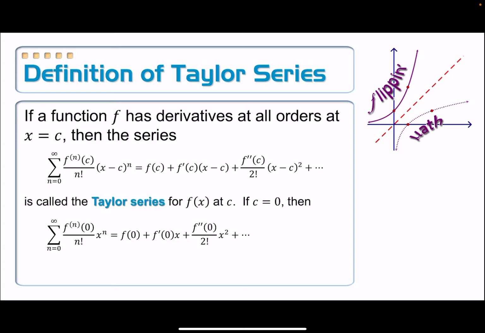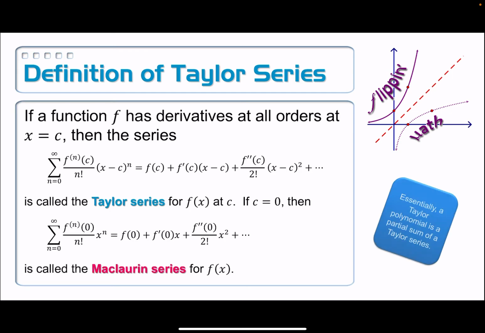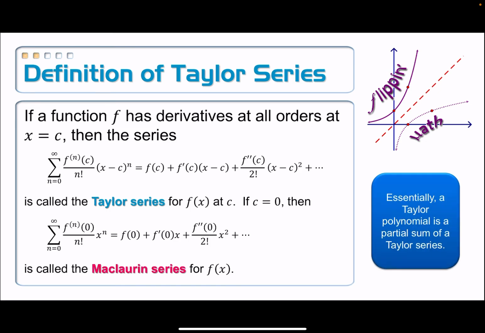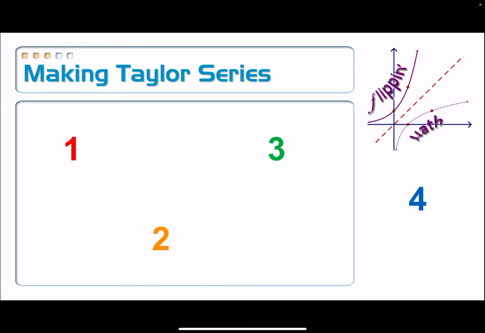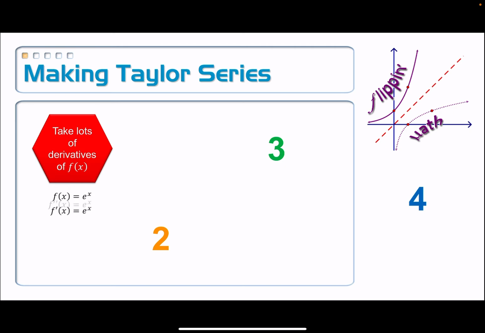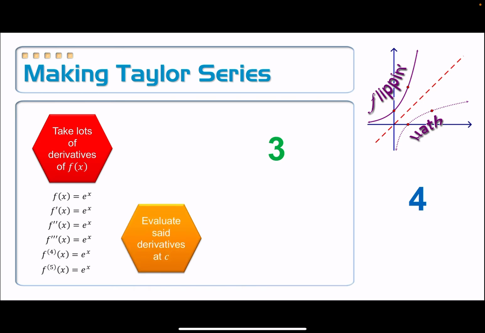So, how do you make a Taylor series? Let me tell you. Oh, I think that's called the Maclaurin series. Step number one, you take lots and lots of derivatives of your function. Here are some derivatives of e to the x for you. Next, you evaluate each of those derivatives at your center point, and hopefully that center point is 0, because then it's really easy.